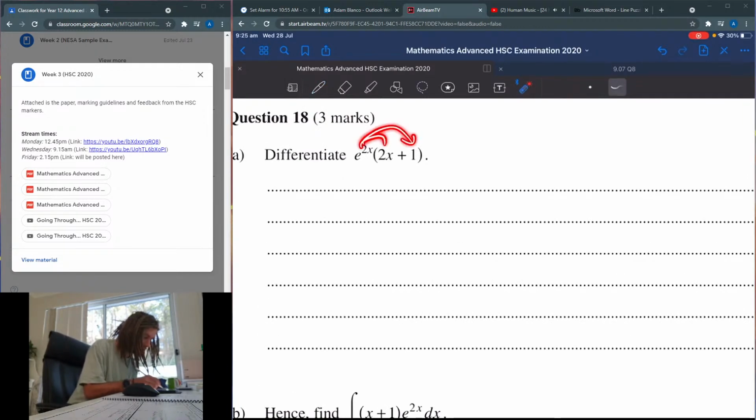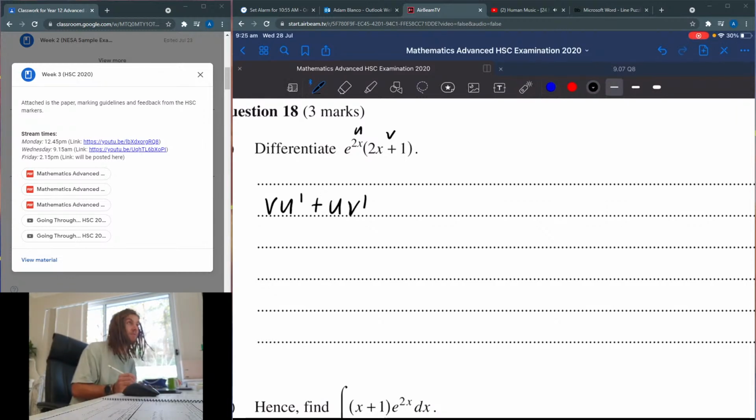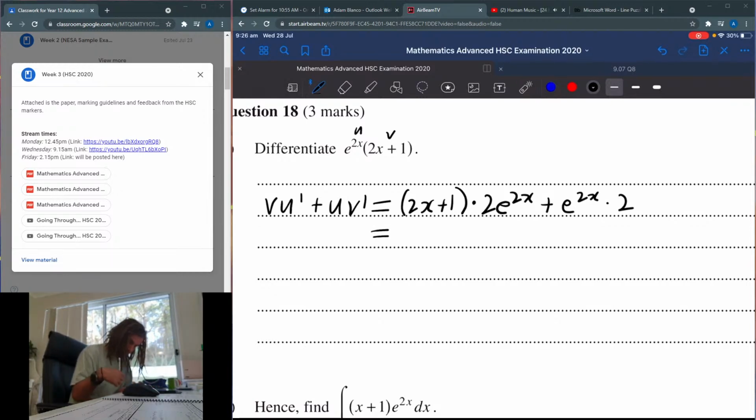Now, you could expand this, but then you'd have to use the product rule twice. Ooh, actually not twice because that's just one. So I'm just going to call this u, that v, u dash v plus u v dash. So the u is obviously the only way I can write that. The v, derivative of u. Oh, there's a 2e to the 2x. U, derivative of v, that's just 2.